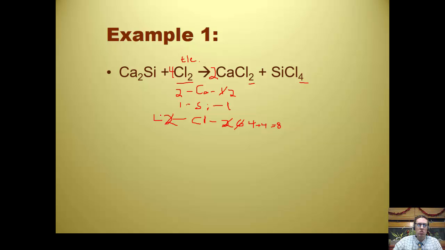And that'll take care of our chlorides. Sorry, I need to do this right. 4 times 2 is 8. This is again 2 times 2 is 4 plus the original 4, and 8. We have 8, we have 8, we have 1, we have 1, we have 2, we have 2. Yeah, that's what I was going for. Ca2Si, 4 Cl2s yields 2 CaCl2s plus SiCl4.